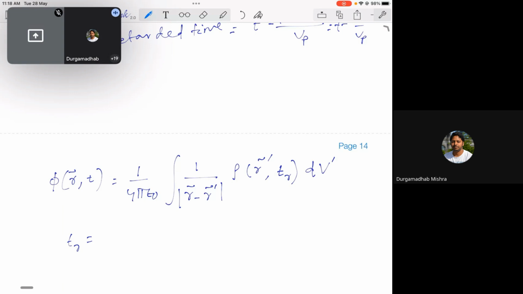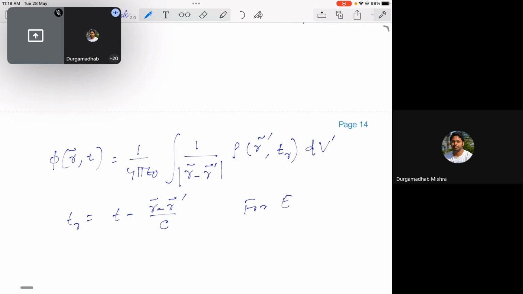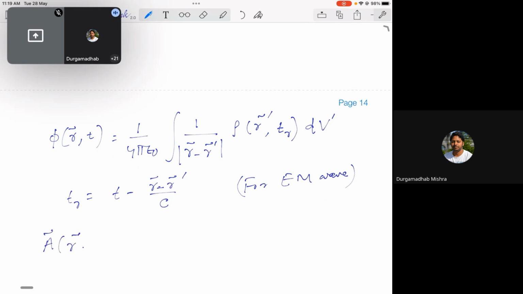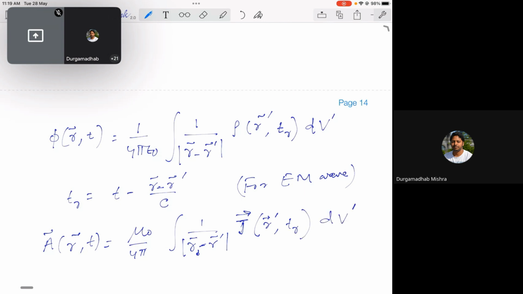So what is t_r here? t_r is simply t minus modulus of r minus r prime divided by c. This is for an electromagnetic wave, so the phase velocity here is c. This is the solution. Similarly, we can write a solution for the vector potential, given by the constant mu naught by 4 pi, over modulus of r minus r prime, then the current density J at r prime at a retarded time t_r.